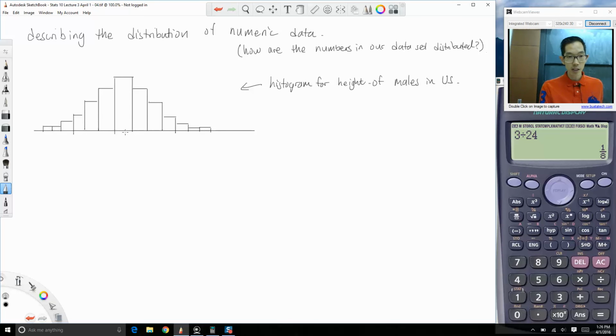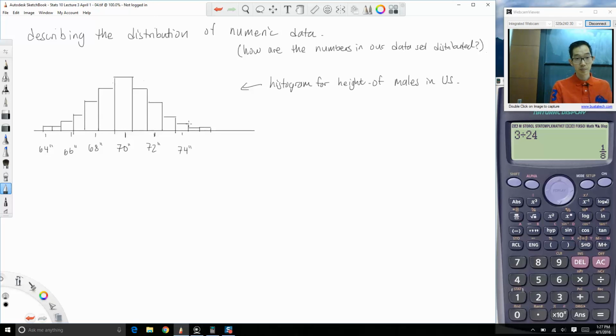Okay, and so the average height is around 5'9", 5'10", so we'll just say 70 inches right here, okay? And then if you're a little bit taller than that, like 6 feet tall, then you're over here. And as you get taller and taller, there are fewer and fewer people who are that tall, okay? On the other hand, you go in the other direction, there are fewer and fewer people who are less tall, okay?